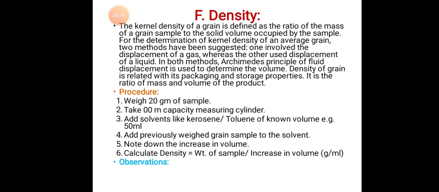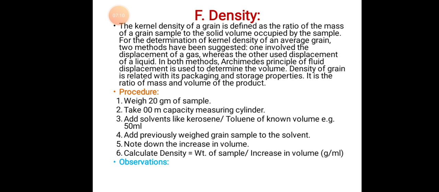Density: the kernel density of a grain is defined as the ratio of the mass of a grain sample to the solid volume occupied by the sample. For the determination of kernel density of an average grain, two methods have been suggested. One involves the displacement of a gas, whereas the other uses displacement of a liquid. In both methods, Archimedes' principle of fluid displacement is used to determine the volume. Density of grain is related to its packaging and storage properties. It is the ratio of mass and volume of the product.